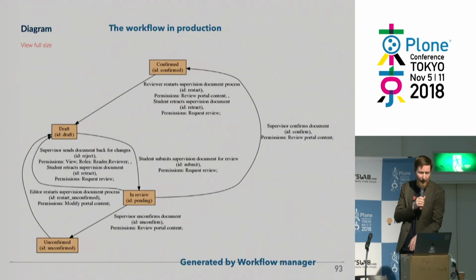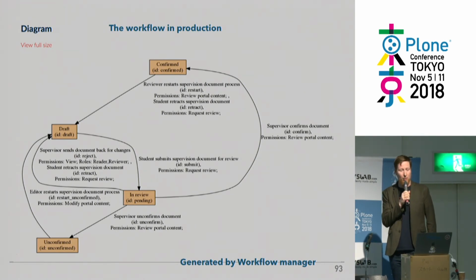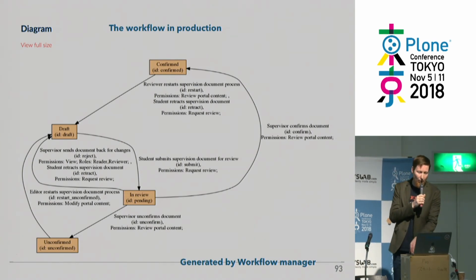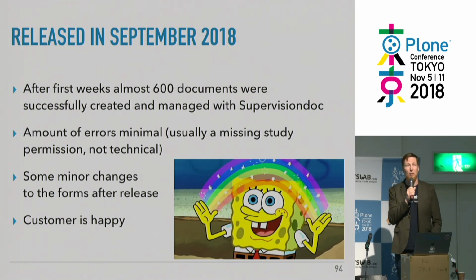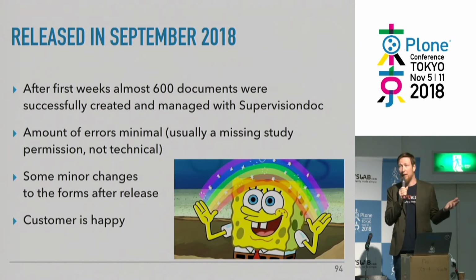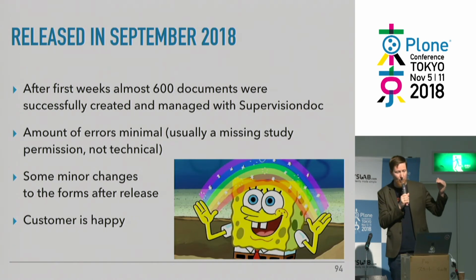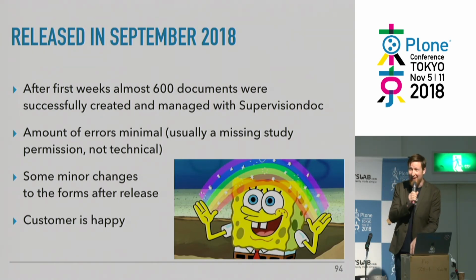Plone functionality. And we are using another add-on called Workflow Manager. It draws a nice automatic picture of the actual workflow there. And this product was released in September or late August, I might say, and it was just fine. And there were maybe 600 documents after the first 2 weeks, and only a couple of problems came to us. And they weren't Plone or technology related. People were lacking some of the permissions or their study rights in the beginning of September. And the customer was pretty happy, really happy, I must say.